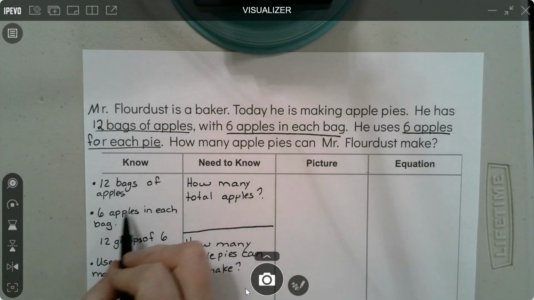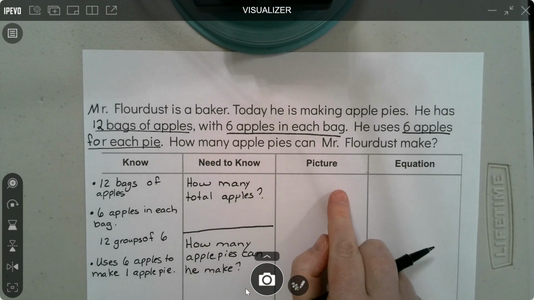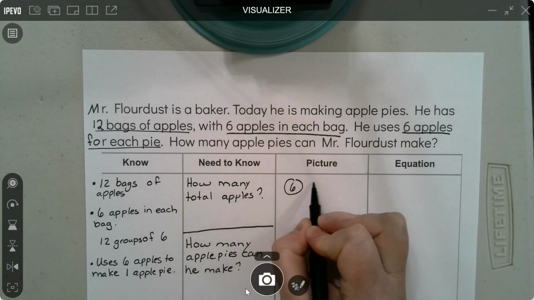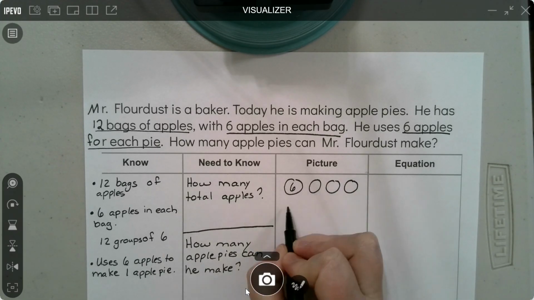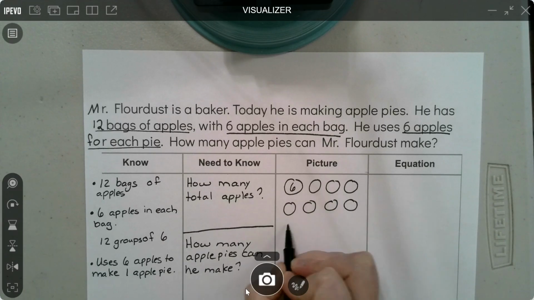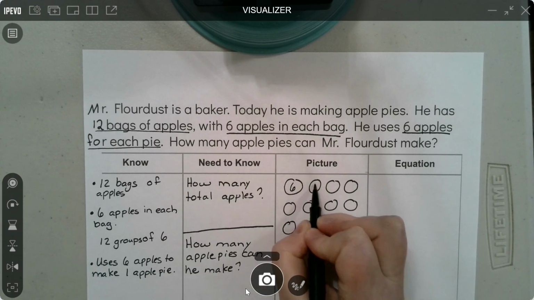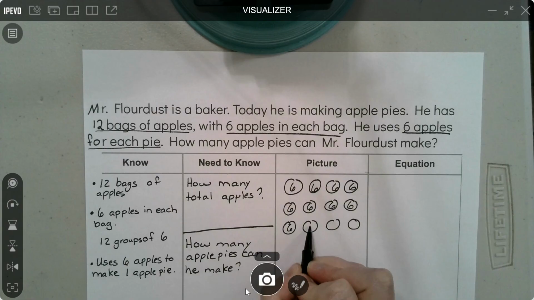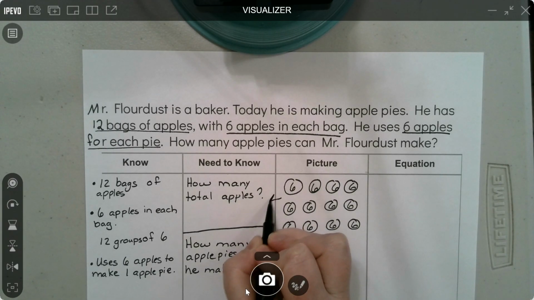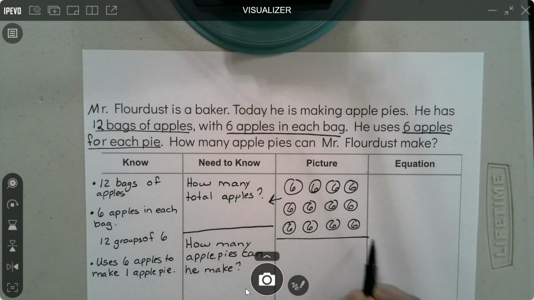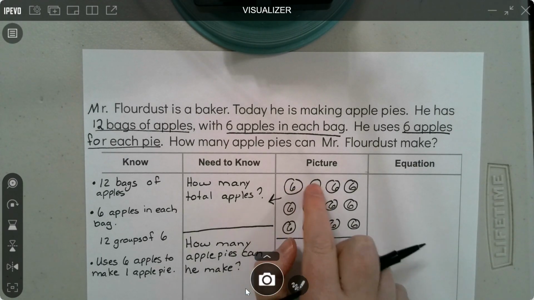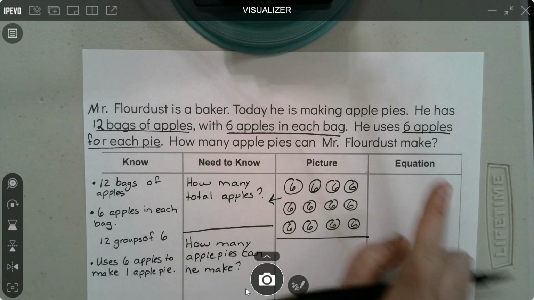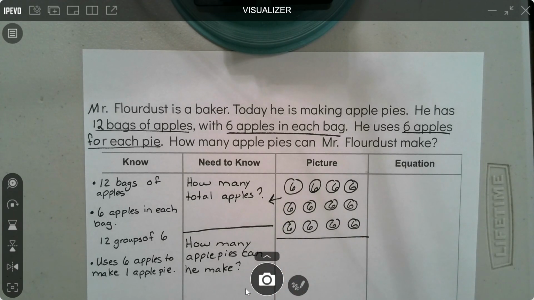Well, let's think about this. Let's take this question by question here for our picture. So we have 12 groups of 6. So here's one group with 6 in it. So I'm going to have 12 of those. Now this would be a picture that goes with this question right here. How many total apples? Well, I could sit there and go 6 plus 6 plus 6 plus 6 plus 6 plus 6 plus 6 plus 6 plus 6 plus 6 plus 6 plus 6, but we're in 4th grade. We don't do that. That's repeated addition. So what do we do instead?